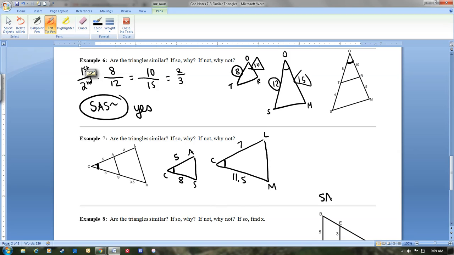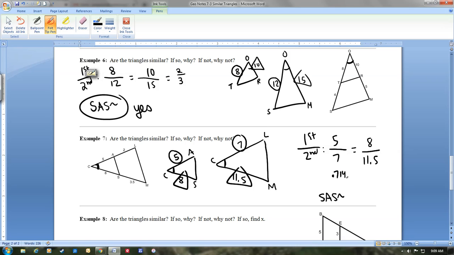So we would say yes by side angle side, but let's just double check that the sides are proportional. So you have to show this. So our first over second equals first over second. Again, it is really important that you code the corresponding sides. I like to use circles and triangles. Okay, so first over second. So that's 5 over 7 and 8 over 11.5. So we have 5 divided by 7 is about 0.714, and 8 divided by 11.5 is 0.695.